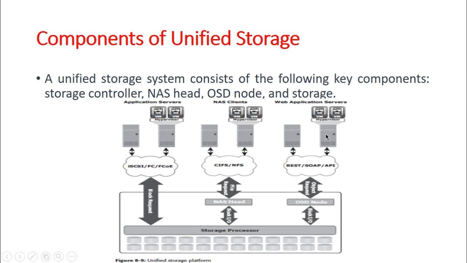So these are the three types of data access in your unified storage: block IO request or block access, file access, as well as the object access. So that is your unified storage. With this, we have reached the end of this particular chapter. Let us briefly go through the contents that we have discussed in this session.